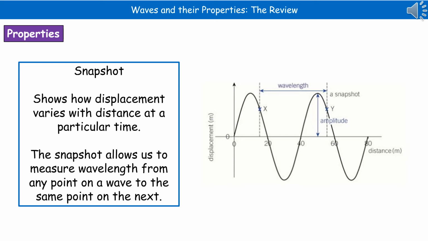Now, what we can do on our snapshot then is we can actually measure the wavelength. It's going to be from any point on one wave to the exact same point on the next. And again, we can measure the amplitude, as you can see shown on the graph there, because we're going from that central line to either the top of the peak or the bottom of the trough.